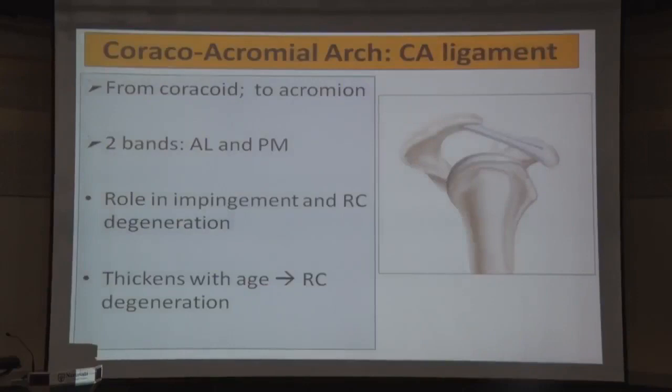Coming to the CA ligament, we know that the CA ligament extends from the coracoid to the acromion. It consists of two bands, the anterolateral and the posteromedial band, and the anterolateral band is the one which is the culprit causing most of the impingement. We need to identify the anterolateral band in most of our surgeries, because if we limit our acromioplasty to only the PM band, our acromioplasty will be incomplete. We also know that the CA ligament thickens with age and leads to rotator cuff degeneration.